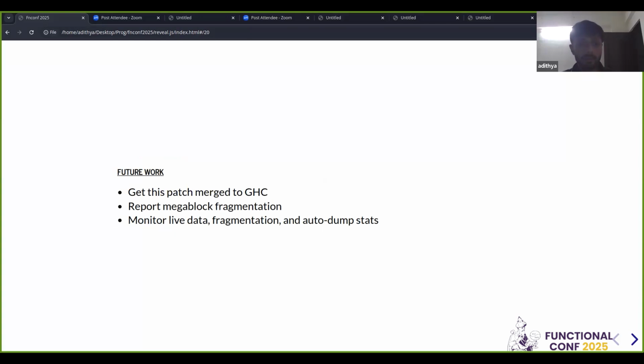In the near future, we would like to clean up the lightweight profiling and get it merged into GHC. Right now we only report the 4K block fragmentation. We would also want to report the mega block fragmentation because that will be very useful. And we want these dumps to be automatic, so somehow we have to monitor without a lot of overhead. We want to monitor this live data fragmentation and auto dump these statistics based on some heuristic filters, to make it easy for programmers.